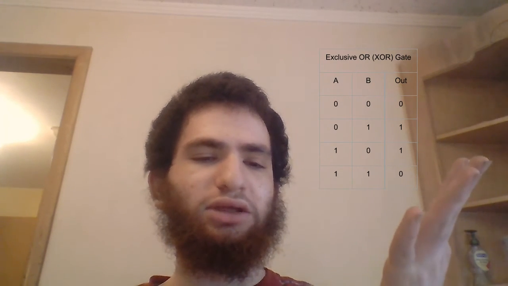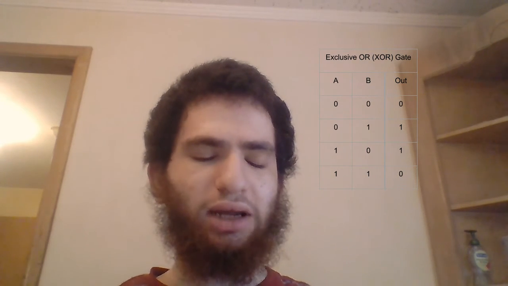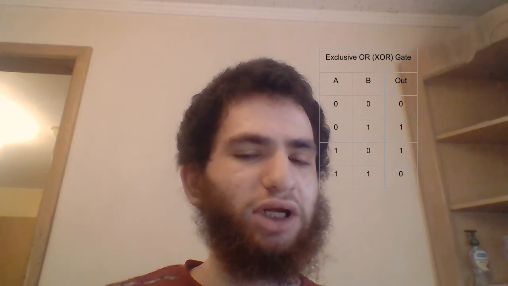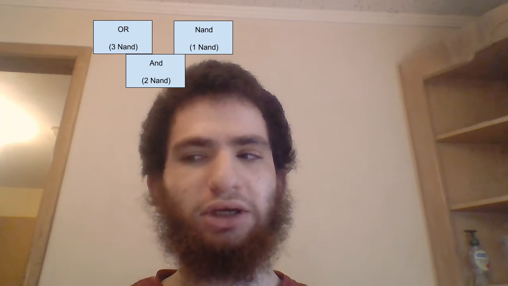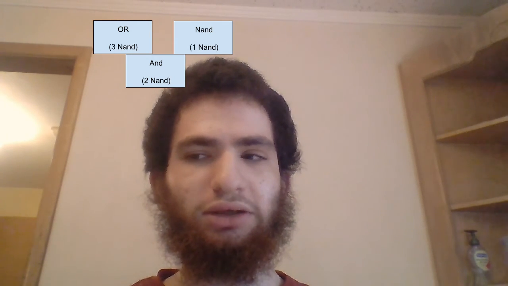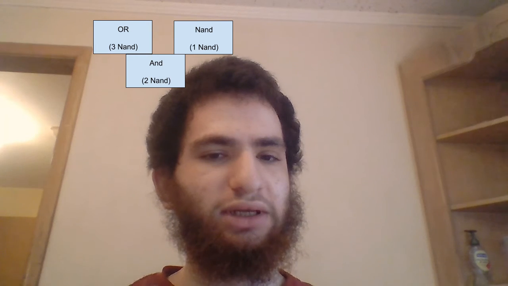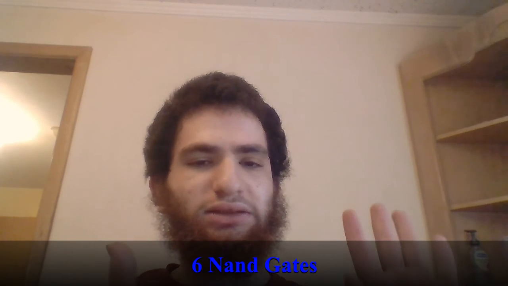On the other hand, there's the exclusive OR gate, which returns true if only one of its inputs is true. The truth table is over there. The way you make an exclusive OR gate is you realize that it's true where both the OR gate and the NAND gate are both true. Therefore, you do the AND operation on the output of the OR of the inputs and the NAND of the inputs, thereby requiring 6 NAND gates.